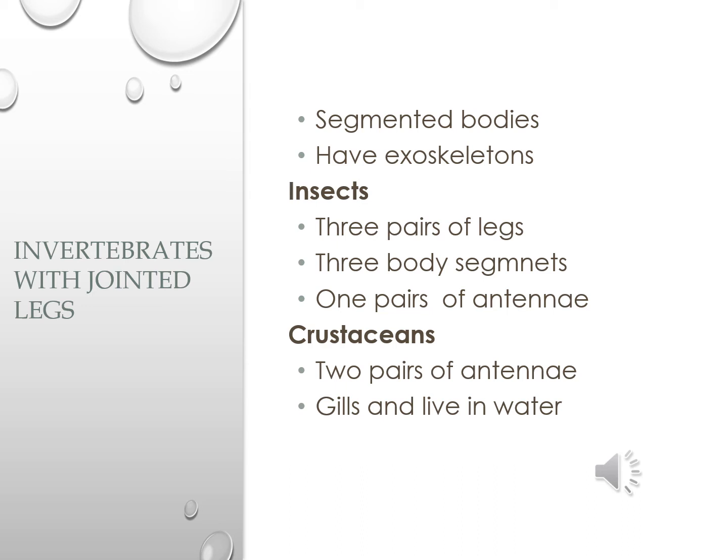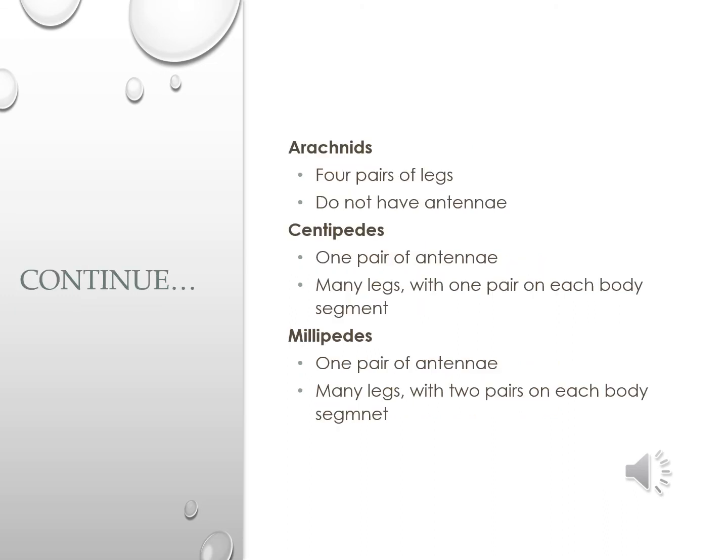Now talking about crustaceans, they have 2 pairs of antennae, that means 4 antennas, and they have gills and live in water. You can again find these characteristics in your book. Arachnids, centipedes and millipedes are also examples. Arachnids have four pairs of legs, that means 8 legs, and they do not have any antenna. Centipedes have one pair of antennae, one on each side of their head. They have many legs and one body segmentation.